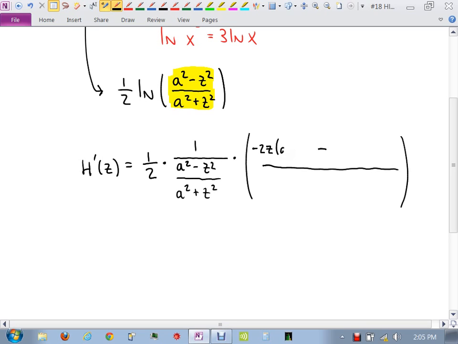Times the bottom, minus the derivative of the bottom. What's the derivative of the bottom? 2z, times the top, all over the bottom squared. Now I am going to clean this up.